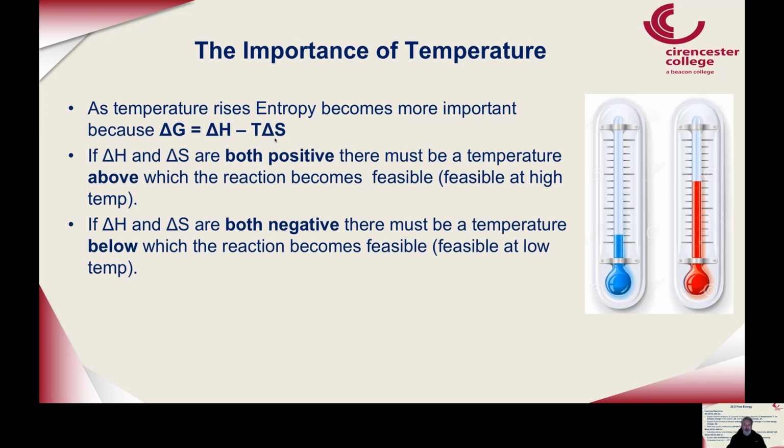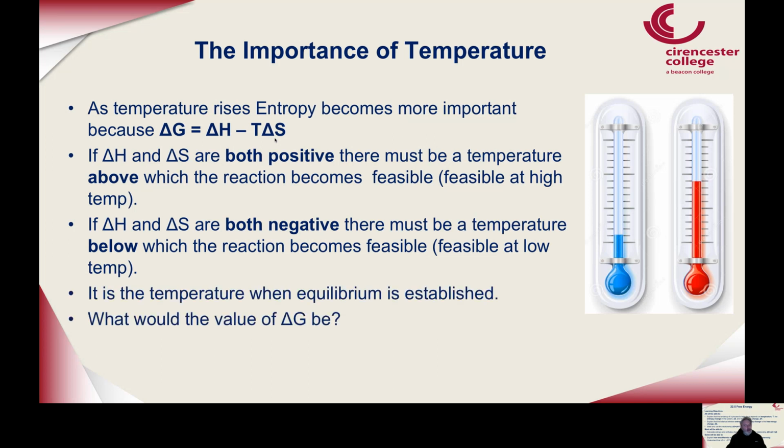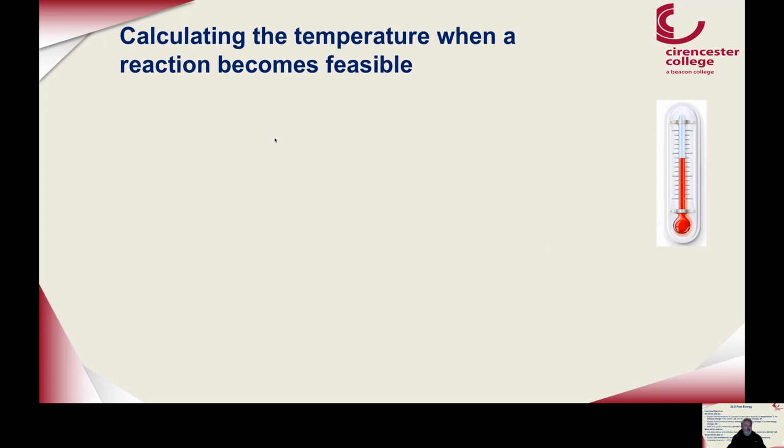So an endothermic reaction like the last one we just did will become feasible because delta S is positive. It will become feasible at a certain point, and an exothermic reaction does become feasible at a lower temperature. So it's that temperature where equilibrium is established. We can actually work out what that temperature is, because I've already said that the value of delta G at equilibrium is 0. So, calculating the temperature when a reaction becomes feasible.